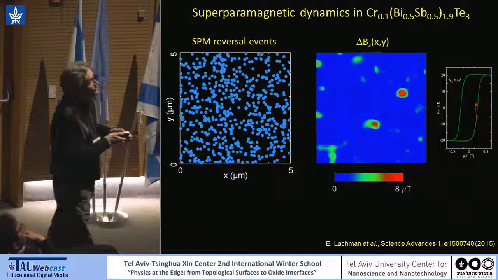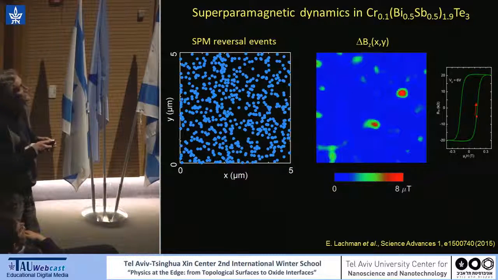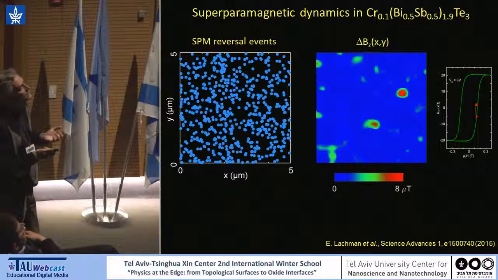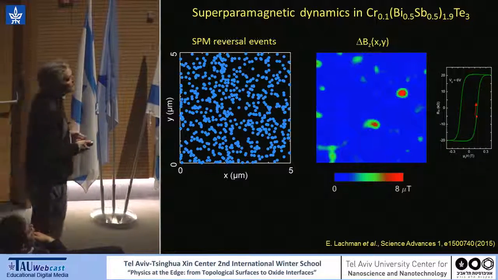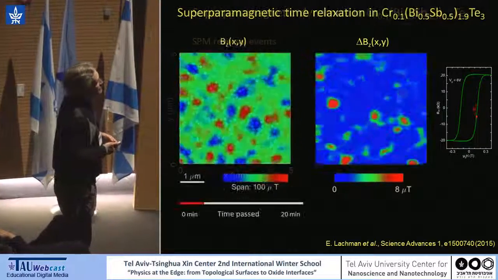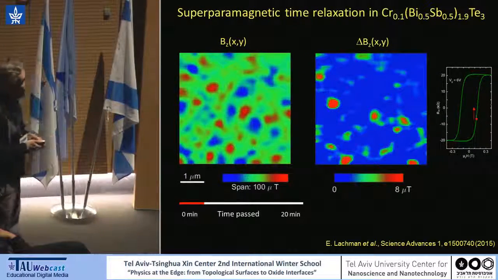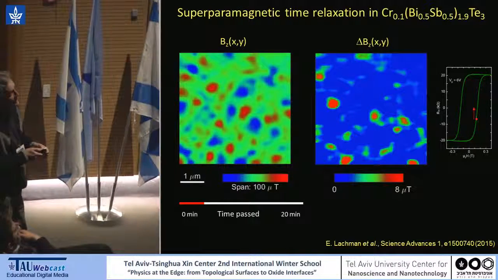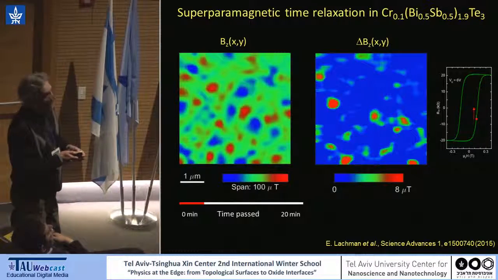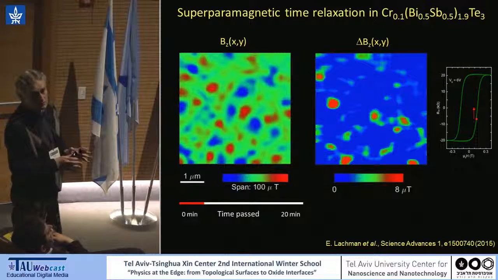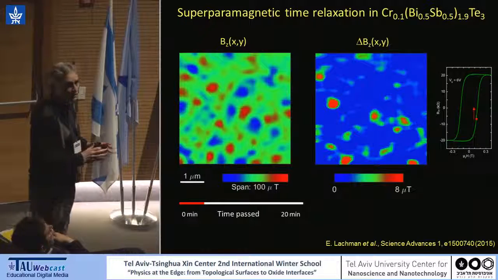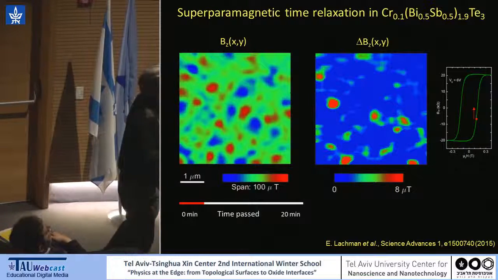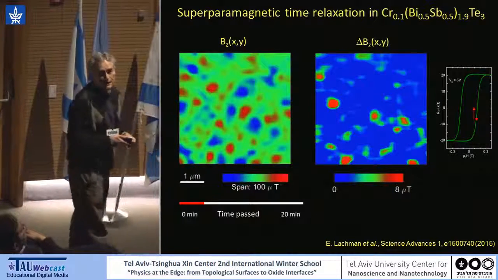Now we can do some statistics on these events. These are the locations of these events, and as you can see, they occur randomly. Now we can do another thing. We can prepare our system in a given state, let's say here, and then do nothing. Just stop there, bring the field to this point, and wait and take images every 5 minutes and see what happens.